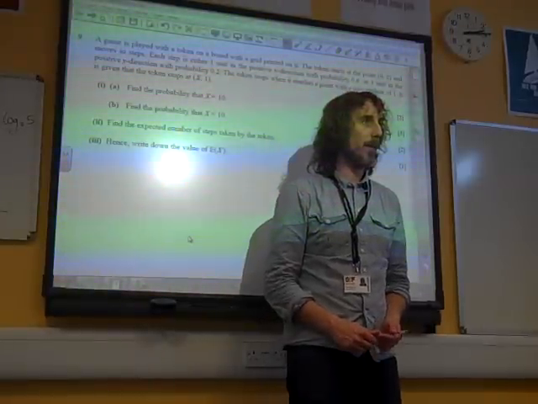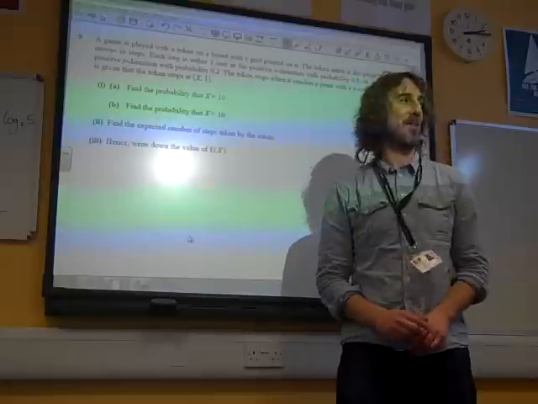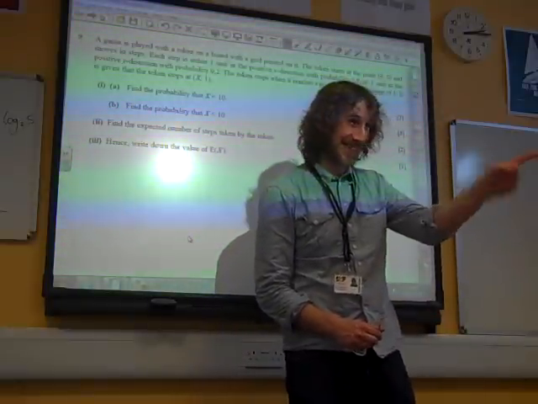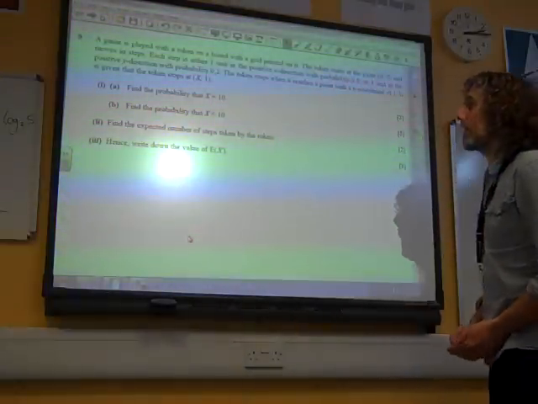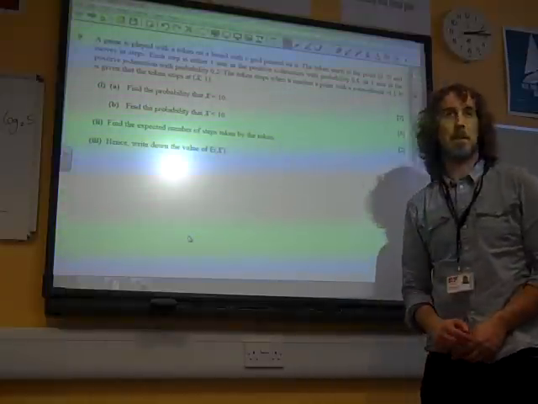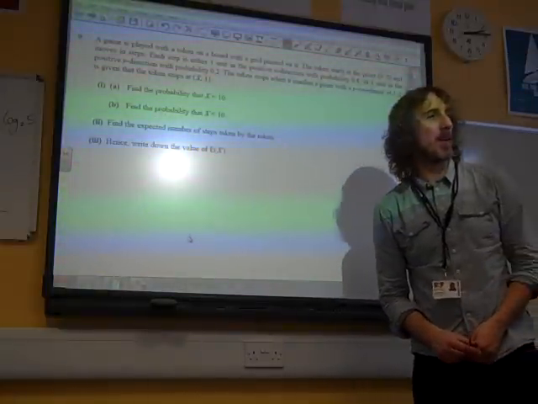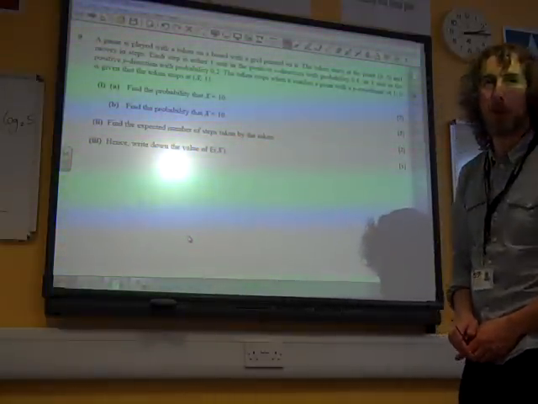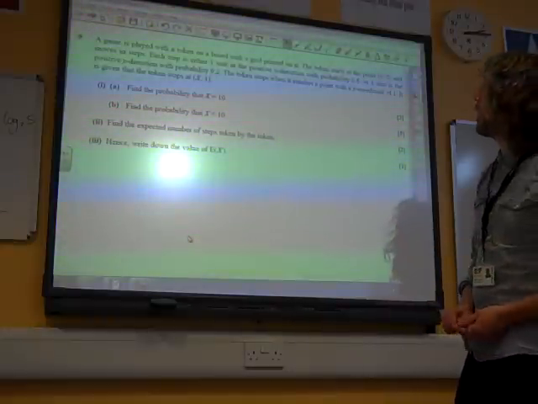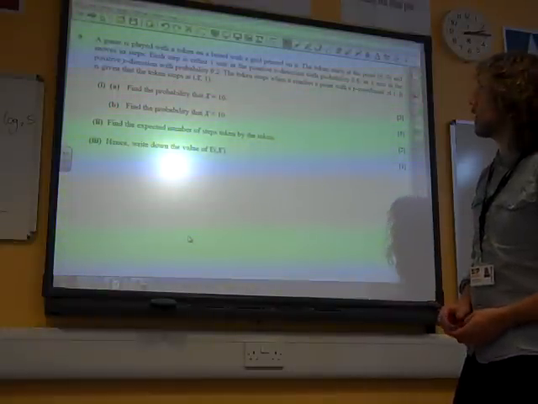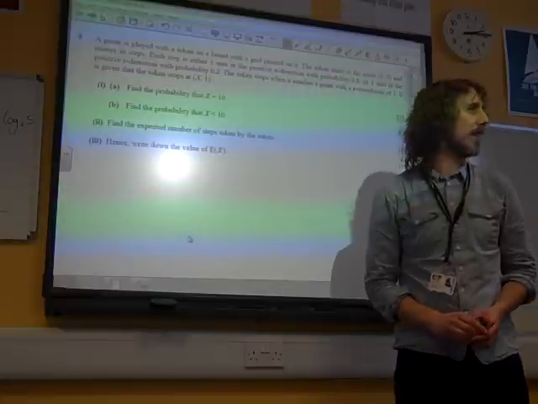Okay, S1, question 9 from last summer. Right, a game is played with a token on a board with a grid painted on it. The grid is painted on the token, not the board. It's the other way around. The token starts at the point 0, 0, and now this is confusing just reading it, isn't it?